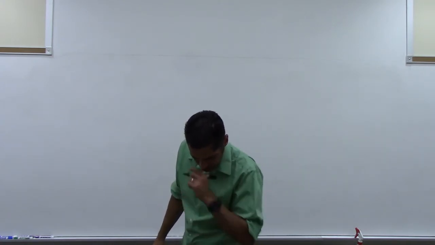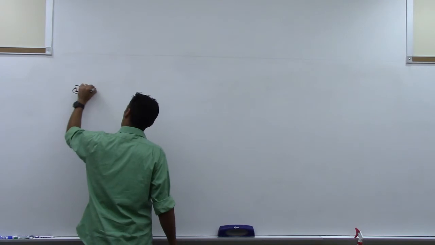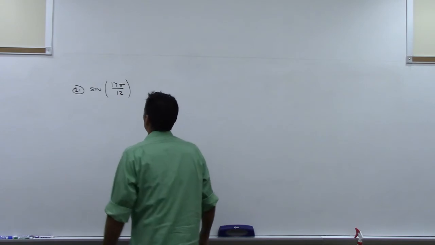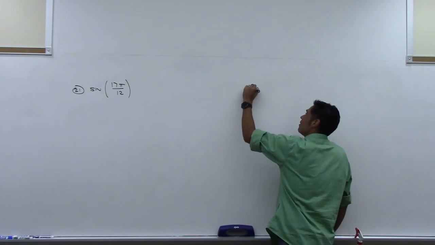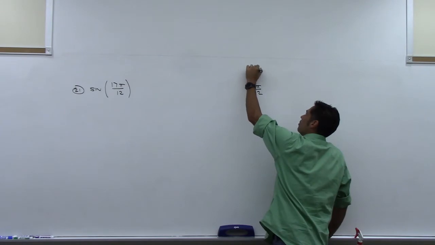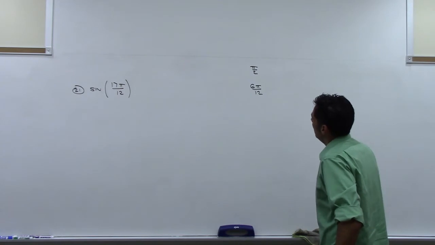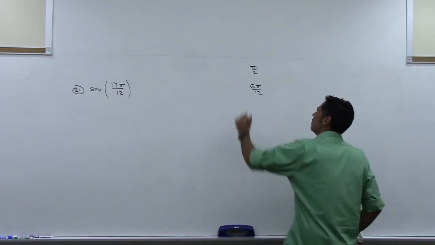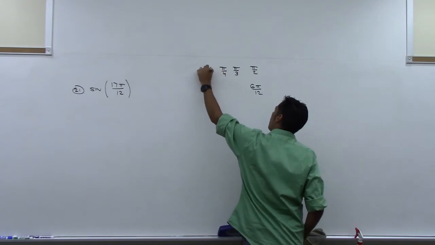Number 21, sine of 17 pi over 12. So how can I get 17 pi over 12? I shouldn't have erased those. I did have a 6 pi over 12 up there. That was for pi over 2. I could do 6 and let me see. Well, let me put the other ones back up here. Hold on. Pi over 3, pi over 4, pi over 6.